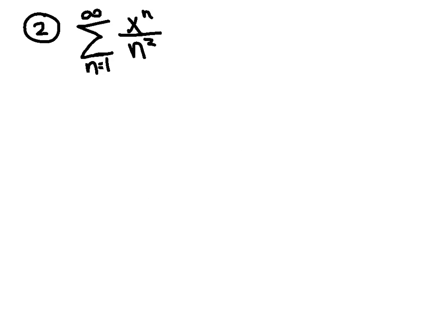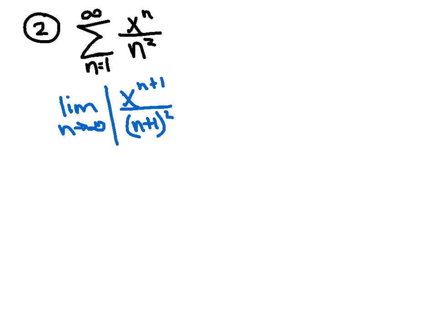Okay, here's example number 2. Looks very nice and innocent. I'm going to jump right into my ratio test here. I'm going to write the n plus first term. Notice the n plus 1 goes in parentheses with the squared on the outside right there. Then we're going to multiply it by the reciprocal of the nth term, which was the one that was given to us at the beginning.